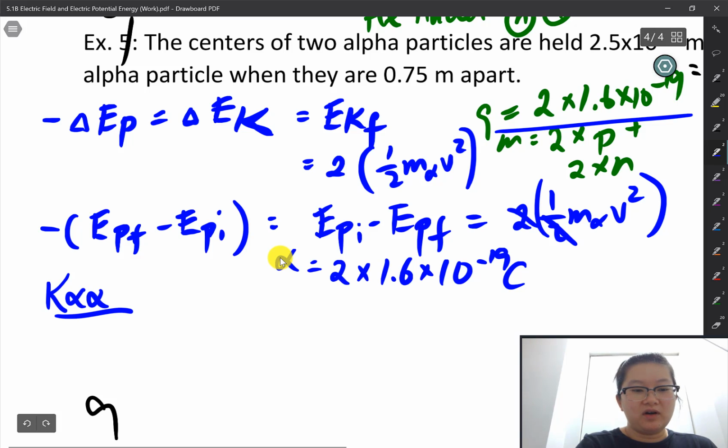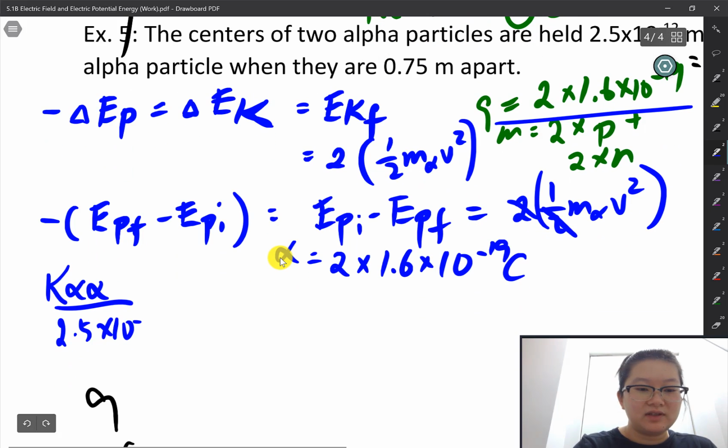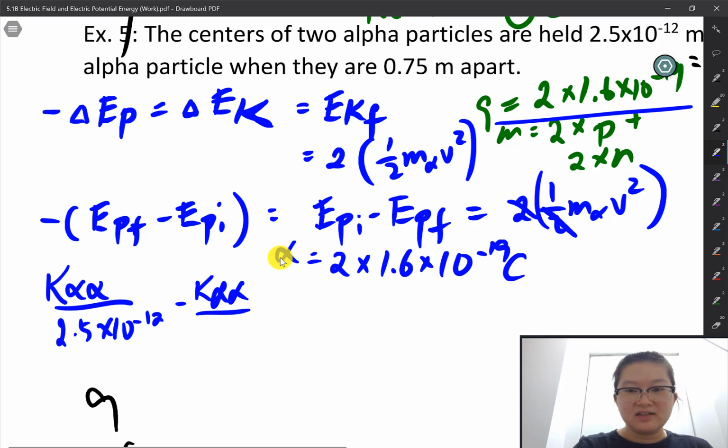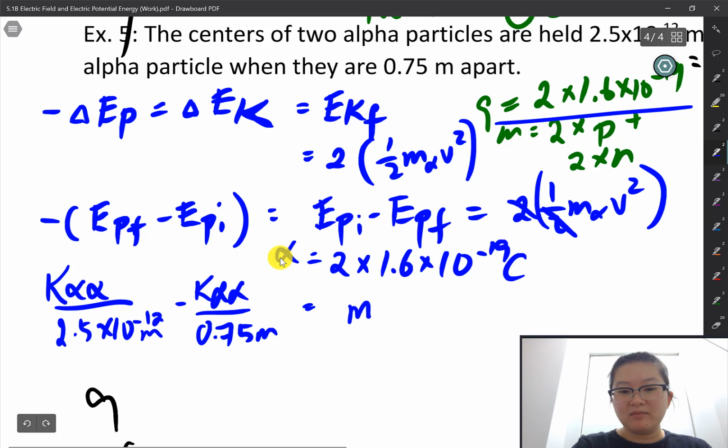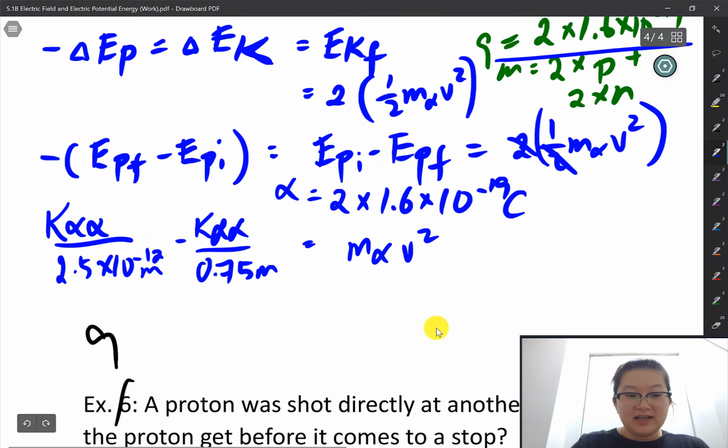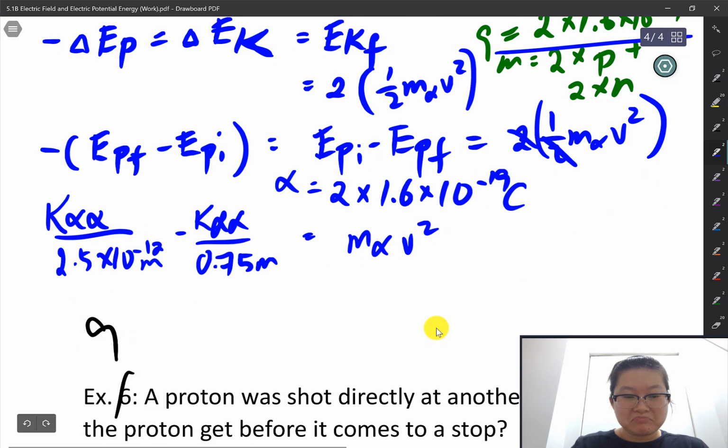And this is over, the initial one is going to be closer, which is 2.5 times 10 to the power of negative 11 or negative 12. Negative 12 minus K, 2 alpha particles or charge on the alpha particles multiplied, divided by 0.75 meters apart. And this is going to be equal to m alpha v squared, since the 2's and the halves are canceled out. Okay, yeah, it's getting very messy here.